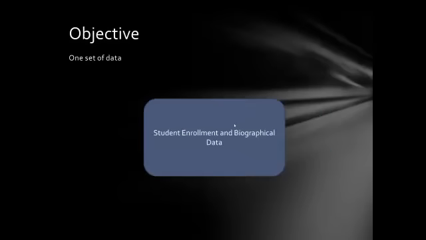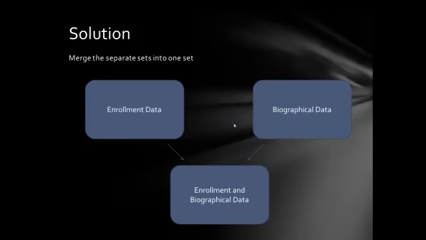These two sets of data will come from separate departments, but in order for me to report data to external agencies, I'll need both enrollment data and biographical data in one file. In this case, we'll call it student enrollment and biographical data. So to solve this problem, this tutorial will show how to merge the enrollment data file and the biographical data file into one data file.